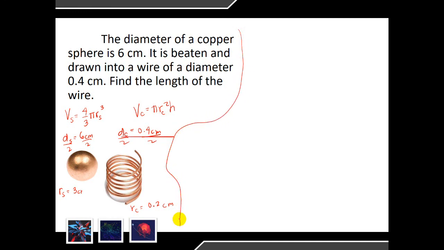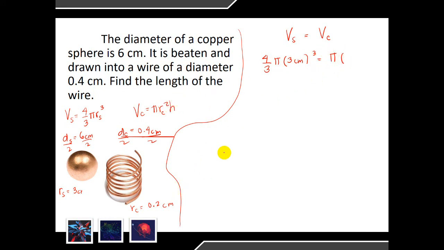At tandaan natin na kapag tinunaw natin tong copper na to at kinonvert or transform natin into a cylinder, yung volume ay hindi nagbabago, diba? Yung shape lang ang nagbago. So the volume of the sphere here is just equal to the volume of the cylinder. So therefore, ito na yung working equation natin. By using the formula for the sphere, which is 4/3 pi r cube, r sub s here is 3 centimeters. So let's put 3 centimeters here. Then that's cubed.